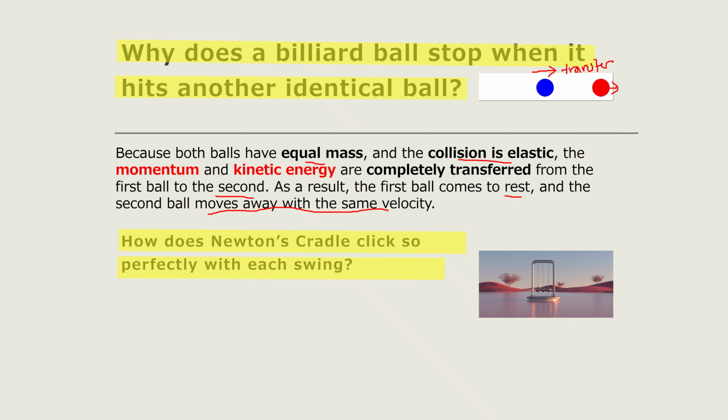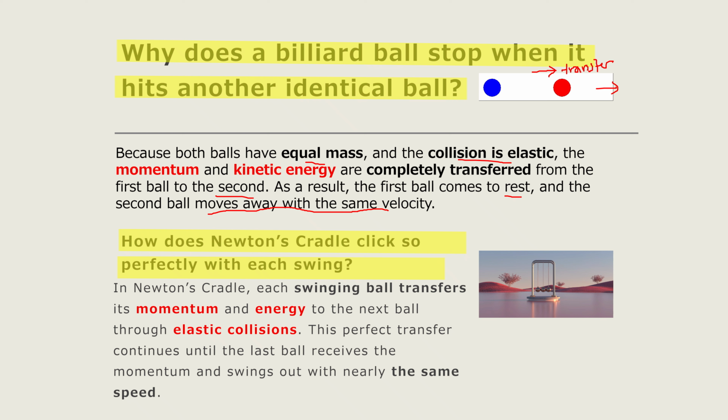Another question we asked was about Newton's cradle: it clicks so perfectly with each swing, how does this happen? That is also because of elastic collision. In Newton's cradle, with each swing, a ball transfers all its momentum and energy to the next ball through elastic collisions, and this perfect transfer continues until the last ball receives the same momentum and swings out with nearly the same speed.